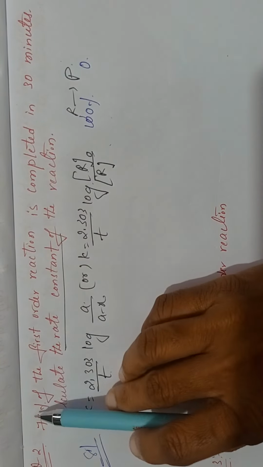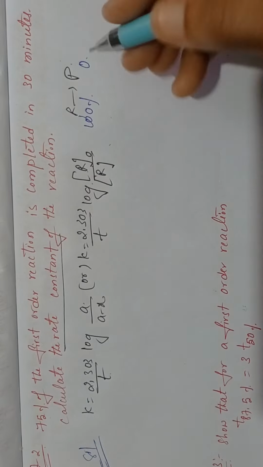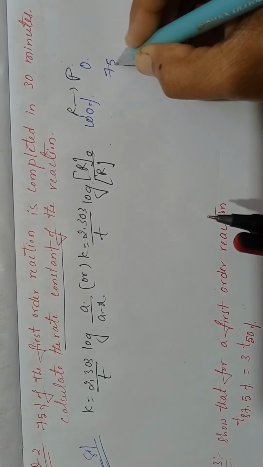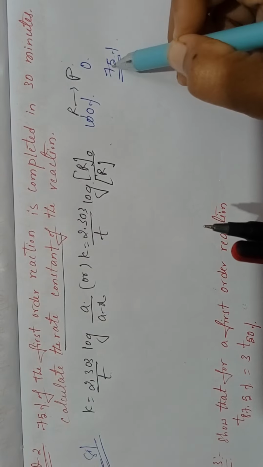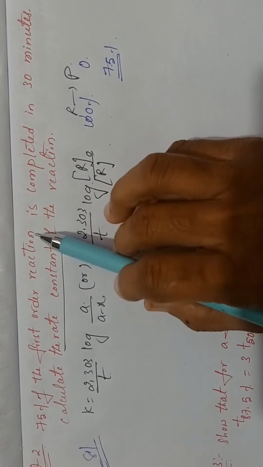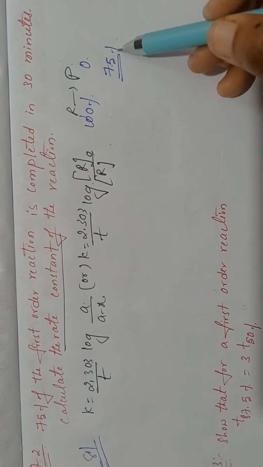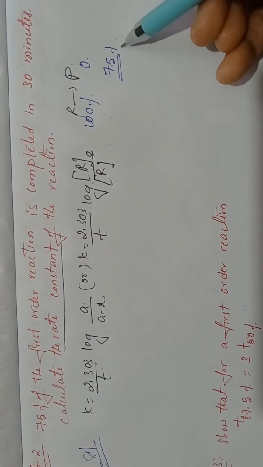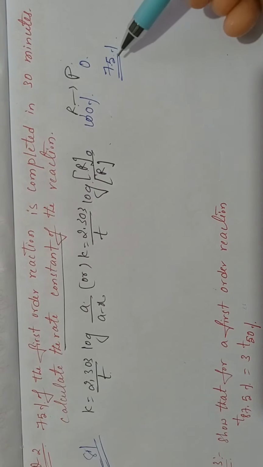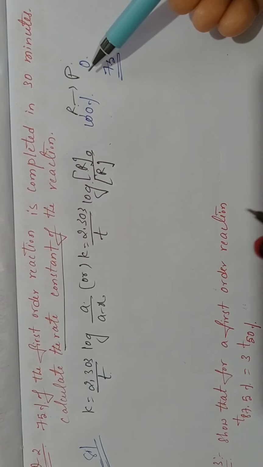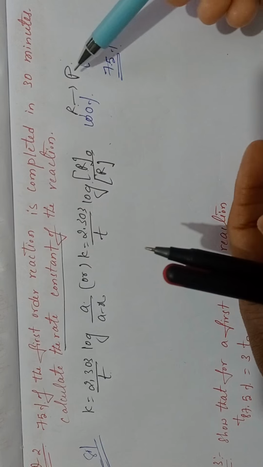How much is completed, students? 75% of the reaction is completed. That means 75% of the product is formed here. Are you clear? This one, the product is formed. That is the meaning: 75% of the first order reaction is completed. That means 75% of the product is formed. That means 100% reactant is converted into 75% product. Are you following?